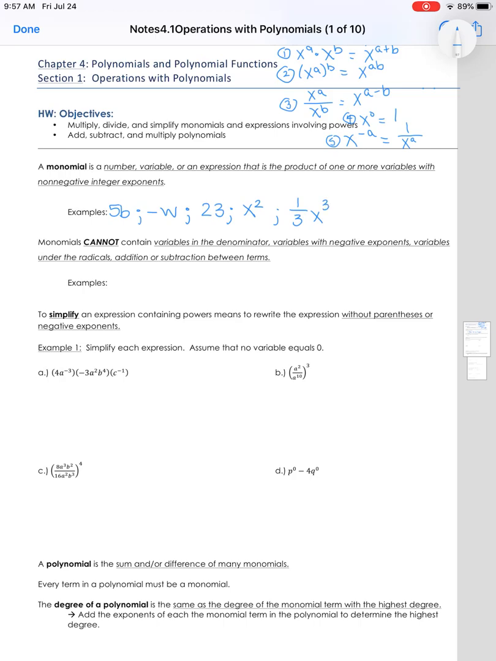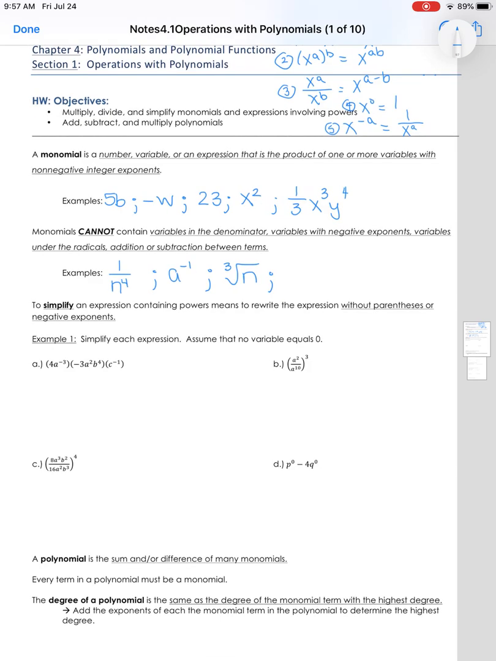So it says a monomial is a number, variable, or an expression that's a product of one or more variables with non-negative integer exponents. So for example, 5b, that's a monomial. Negative w, that's a monomial. The number 23 is a monomial. X squared is a monomial. 1/3 x to the third y to the fourth is a monomial. It's a single term. Nothing is being added or subtracted to any of those values.